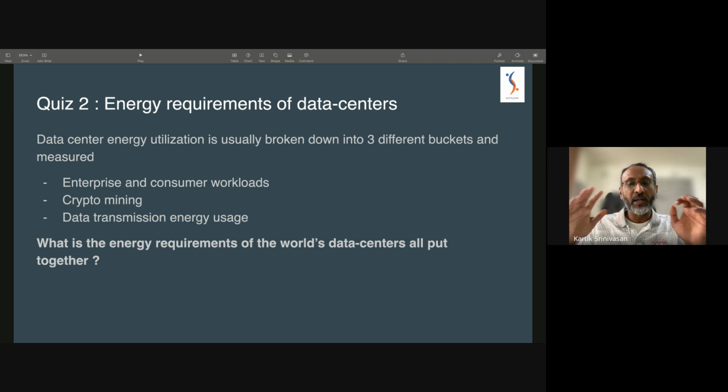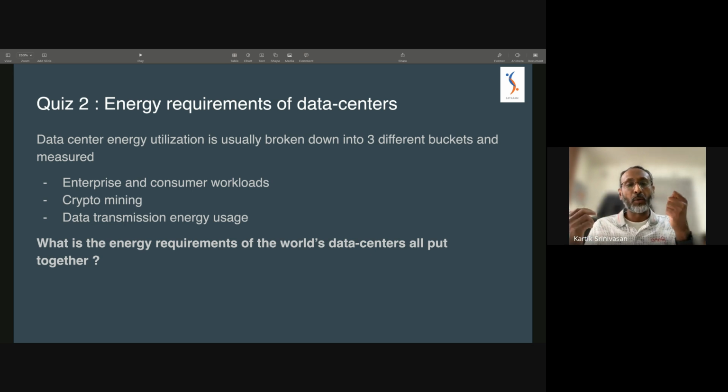So there is a tremendous amount of workload that is dedicated to doing enterprise tasks and consumer tasks that everyday work needs to happen from. There are a whole lot of people who are doing crypto mining, right? And then there is data transmission, right? Every time we stream a video to YouTube, there is some kind of energy utilization that happens, right?